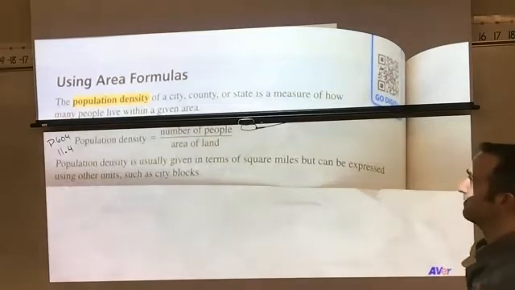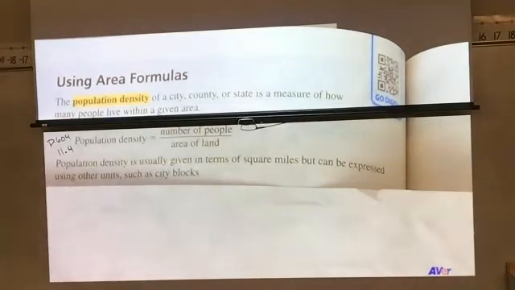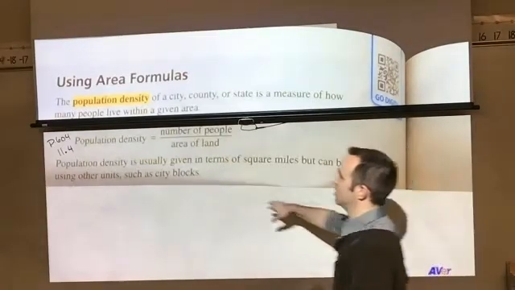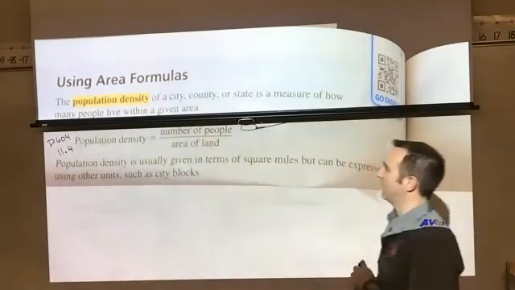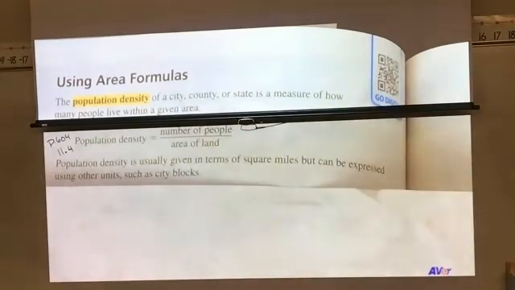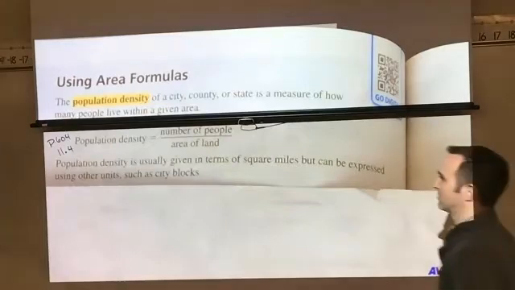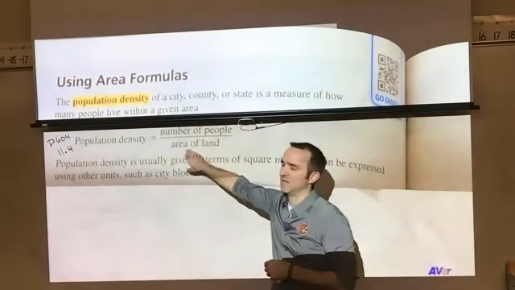So population density, you see the definition there. The population density of a city, county, or state is a measure of how many people live within a given area. Okay? How many people in a specific area. And you see an equation here: population density is just the number of people divided by the area of land. Typically, when we talk about land area, we're talking about square miles, but it could also be city blocks or acres, any number of different things as long as it's an area.